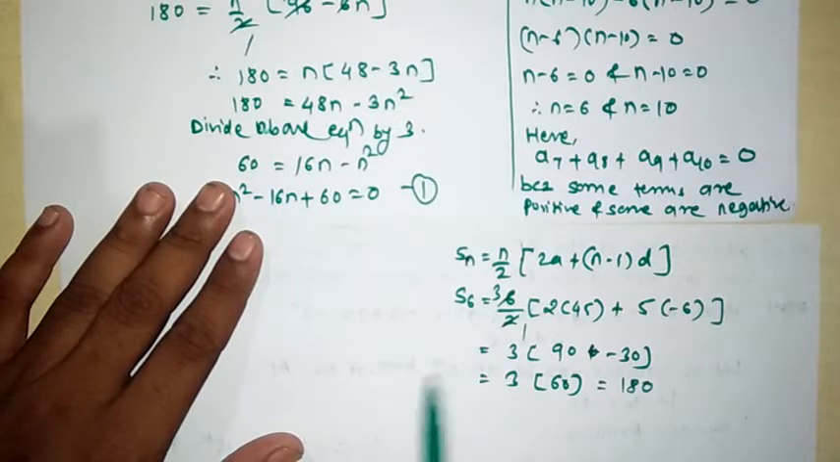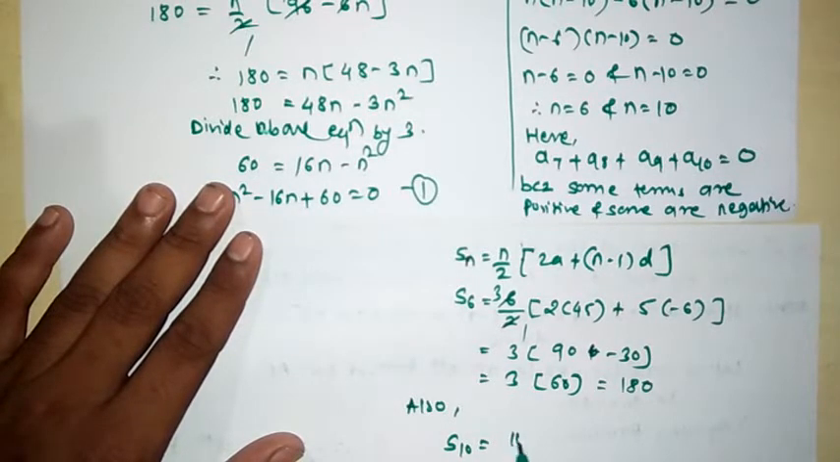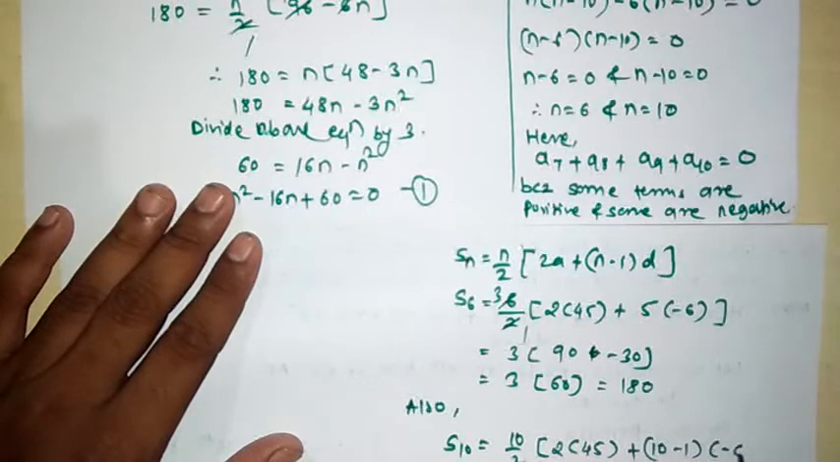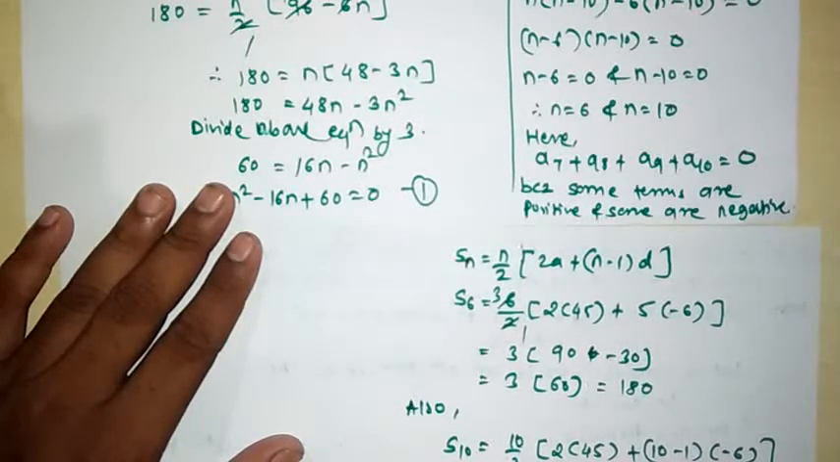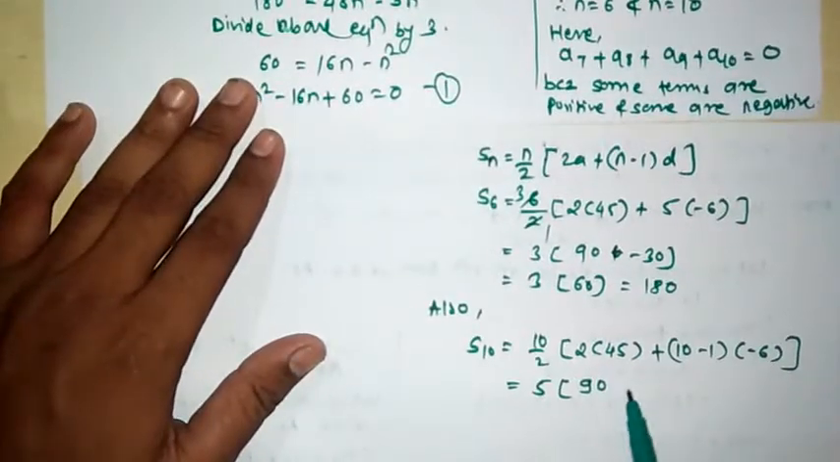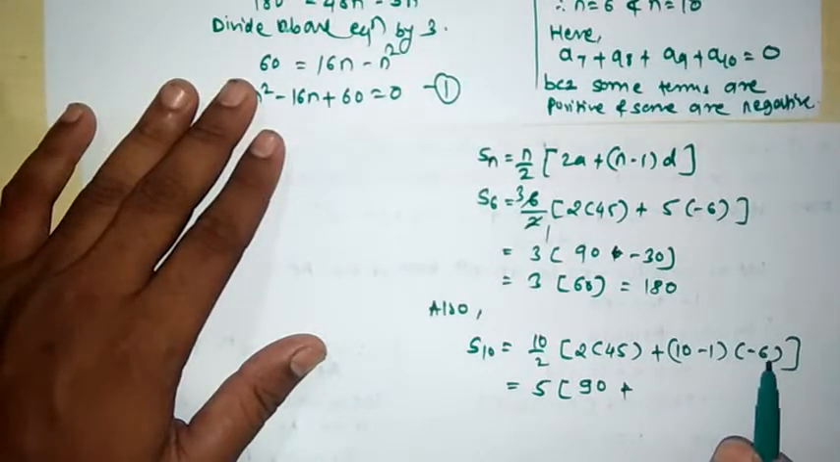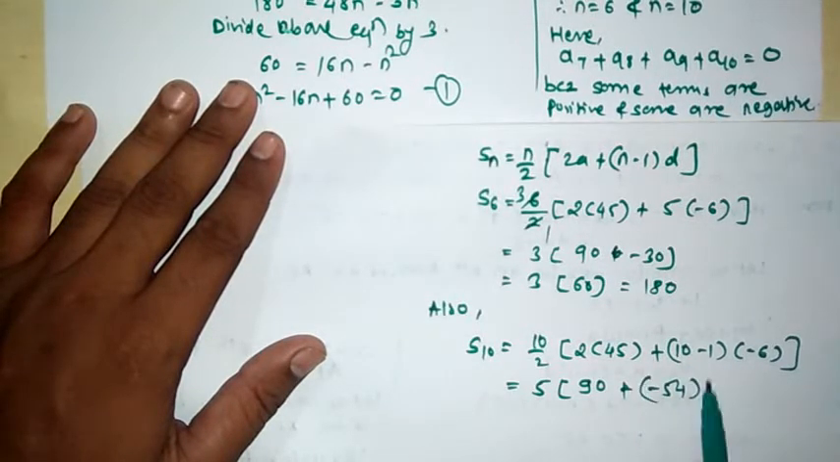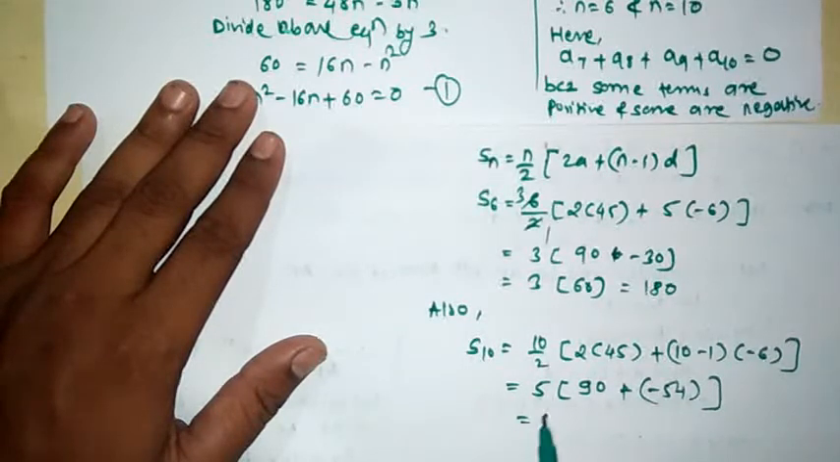We got this here. Now also we have to find S10, the sum of the first 10 terms. That is 10 by 2, directly I will write, 2 into a, which is 45, the first term, and n is 10, minus 1 into d. What is the d here? d is minus 6. 10 by 2 is equal to 5. 2 into 45 is equal to 90, plus 10 minus 1 is 9. 9 into minus 6 is equal to minus 54. Now see here, 90 minus 54 is equal to how much? 90 minus 54, do it.